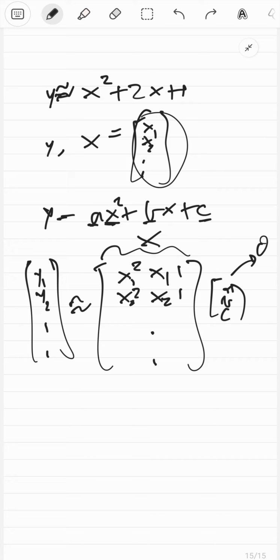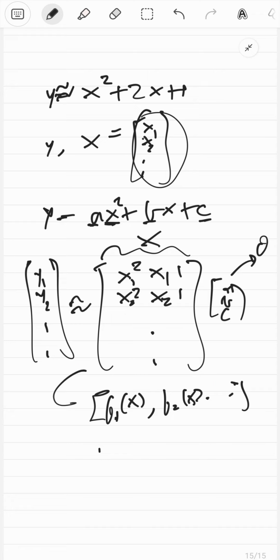So these are called basis functions. We just do f1 of x. If I wanted to write this as a collection of column vectors, I would write f1 x, f2 x, and so on. That's what this matrix essentially is. In this particular case, f1 was the square function, f2 is identical to the input, and f3 is the constant function 1. And so those are basis functions.